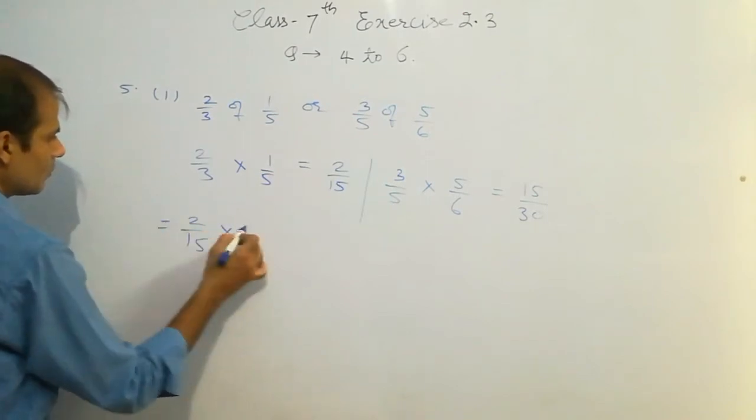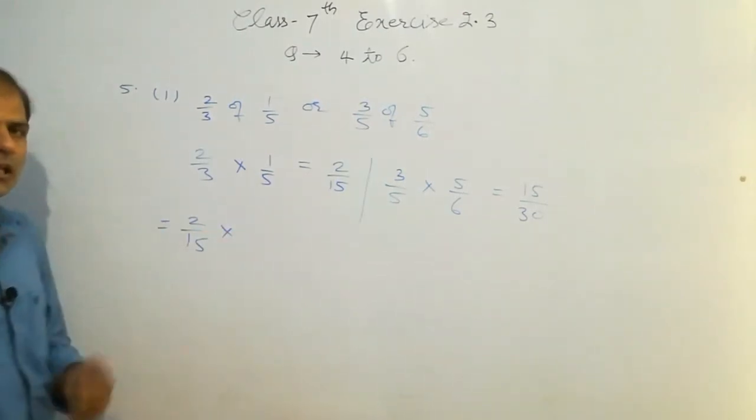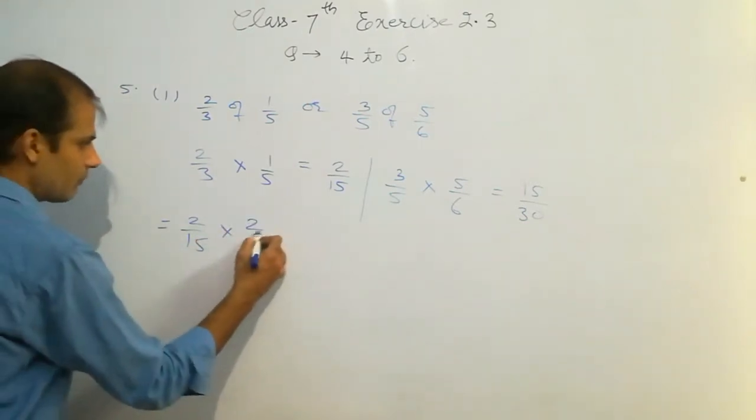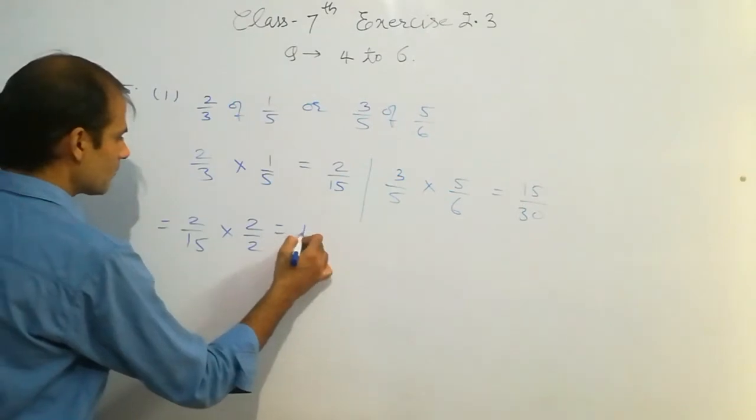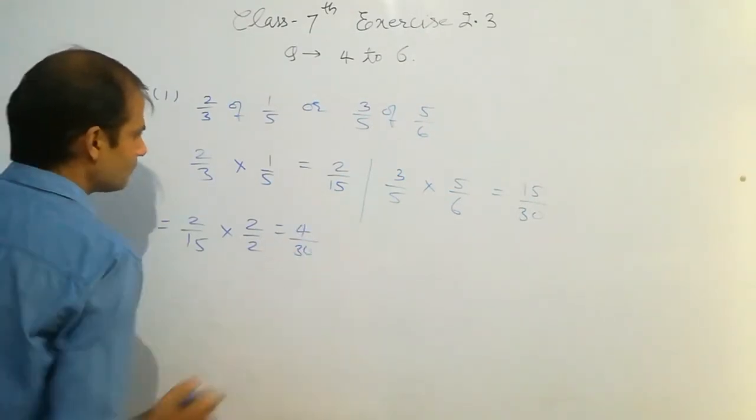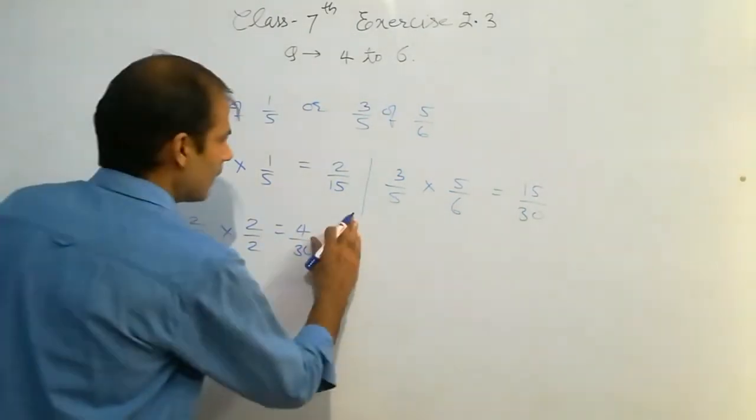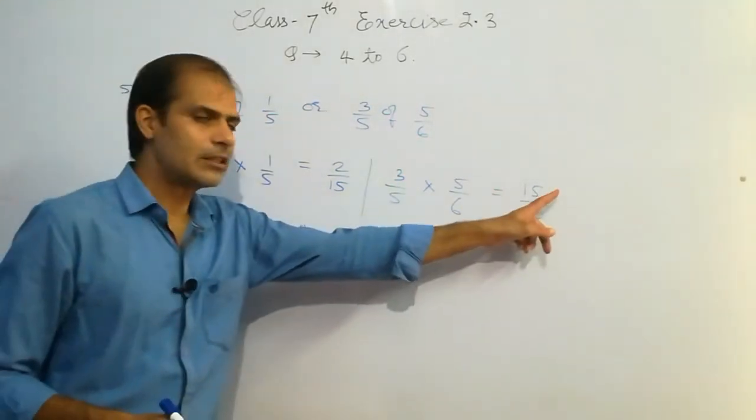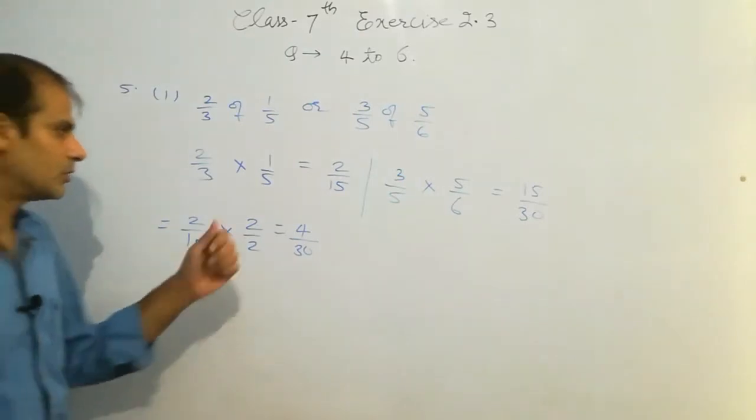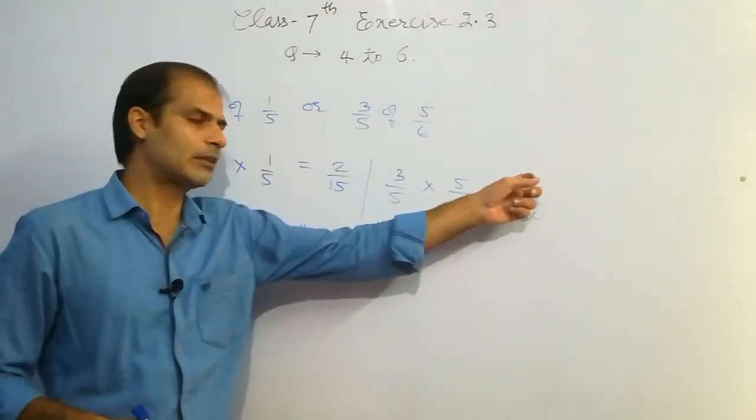15 को 30 में कन्वर्ट करने के लिए हमें 2 से मल्टीप्लाई करना होगा. So we will perform the multiplication with 2/2. It is 4/30. Okay, and this is the second fraction. As you can see, this fraction is bigger than this because denominator is same but numerator is bigger.